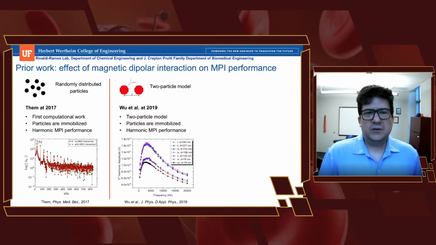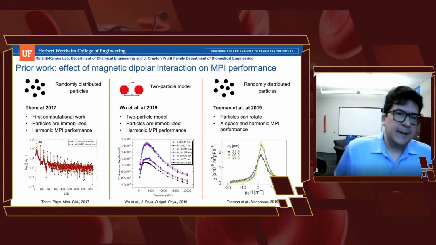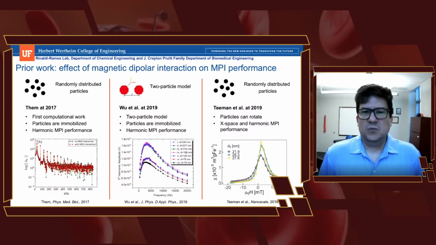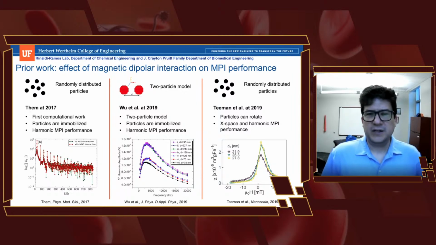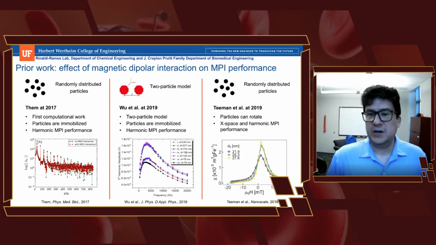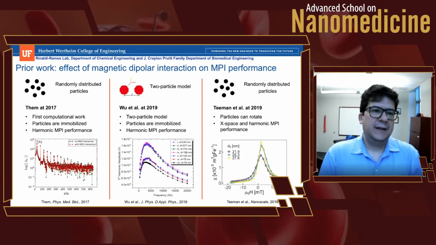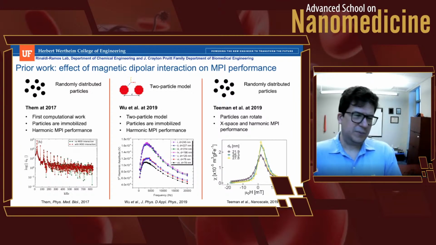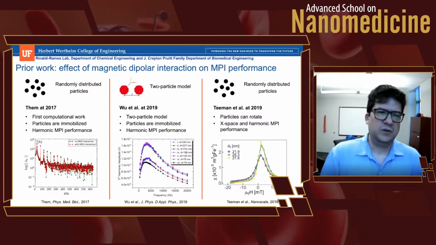There's also been work with two-particle models where you have particles that are immobilized. Again, these authors looked at harmonic MPI performance. And finally, there have been prior studies as well with randomly distributed particles that can rotate and interact, and that has looked at x-space and harmonic MPI performance. This is probably not comprehensive, but it is representative of the state of the field when we started working on what I'm going to show you now.